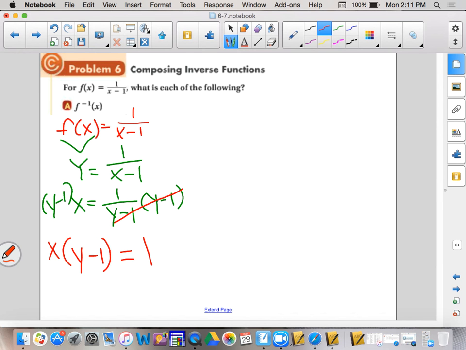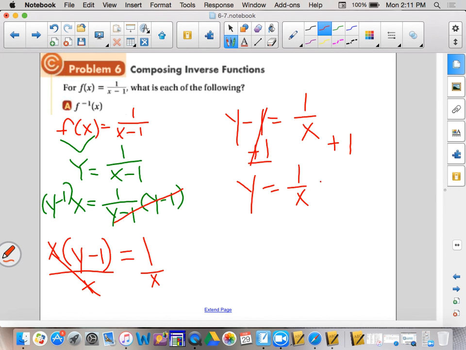So how am I going to get that x to the right-hand side? Divide by x. Now, what happens with the x on top and the x on bottom? They cancel out, and I'm left with y minus 1 equals 1 over x. Am I done? What do I have to do? Add 1 to both sides. So now when I rewrite my answer, the inverse of x equals 1 over x plus 1.